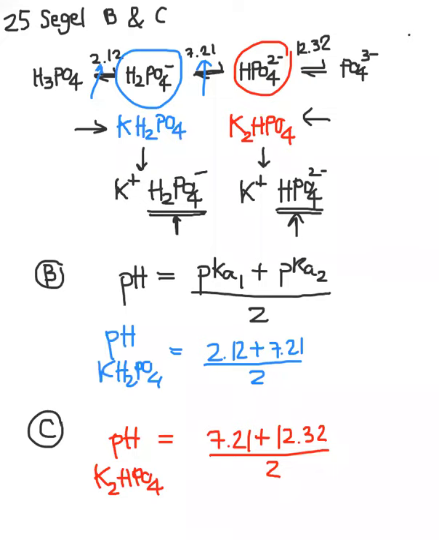The reason why we use the average of two pKa is because these intermediate species can either go forward to protonate more or go backwards to receive a proton from water. So the two different pKa values need to be used to calculate the pH of the intermediate species.